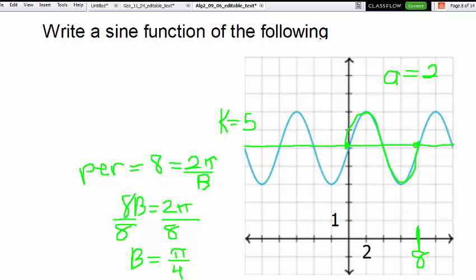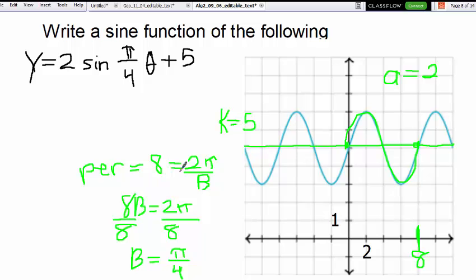That gives me an equation. A sine B goes on the outside. But since I don't actually have a phase shift, I'm just going to say theta here. Don't need the parentheses at all. And plus 5. Okay, there's a couple examples of writing an equation for a graph.